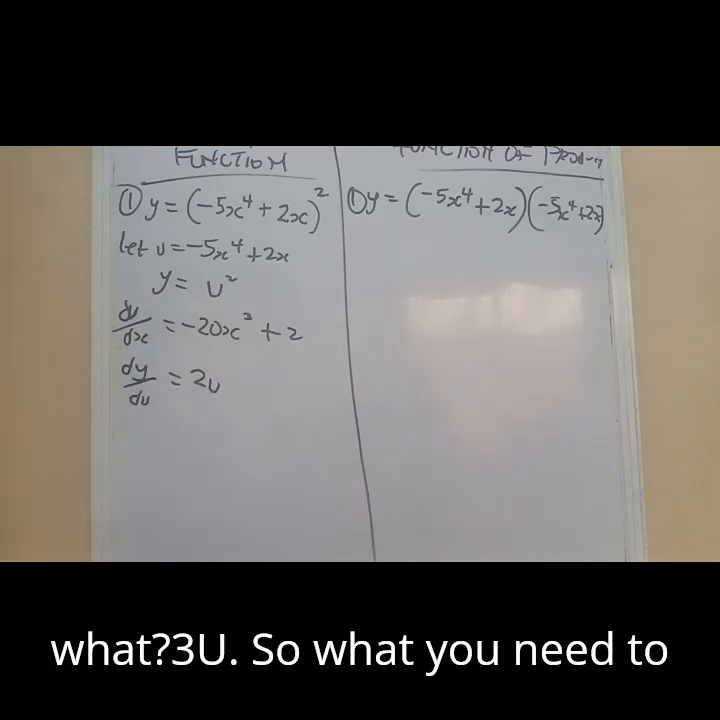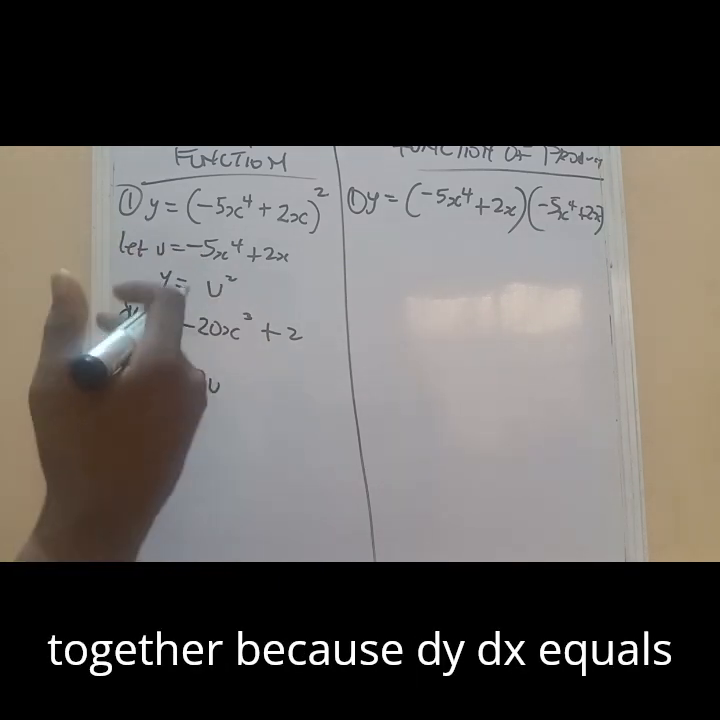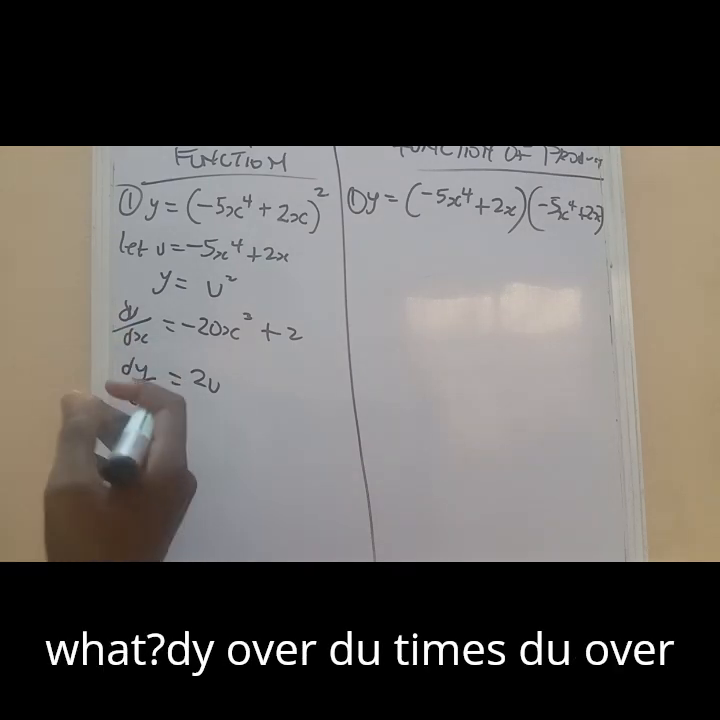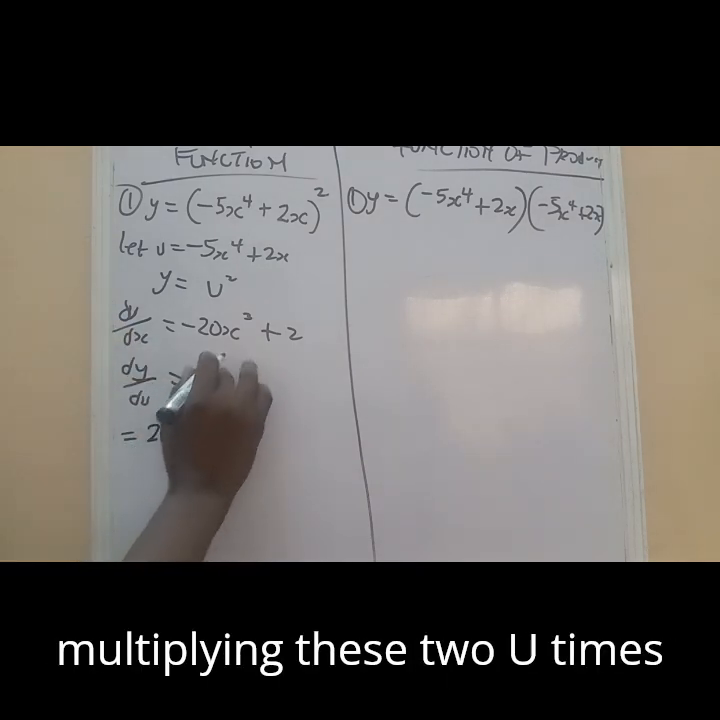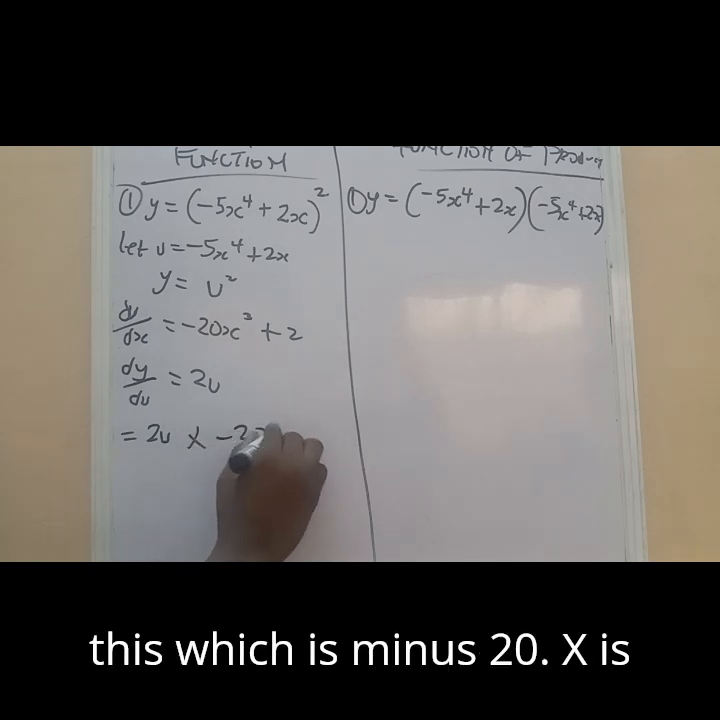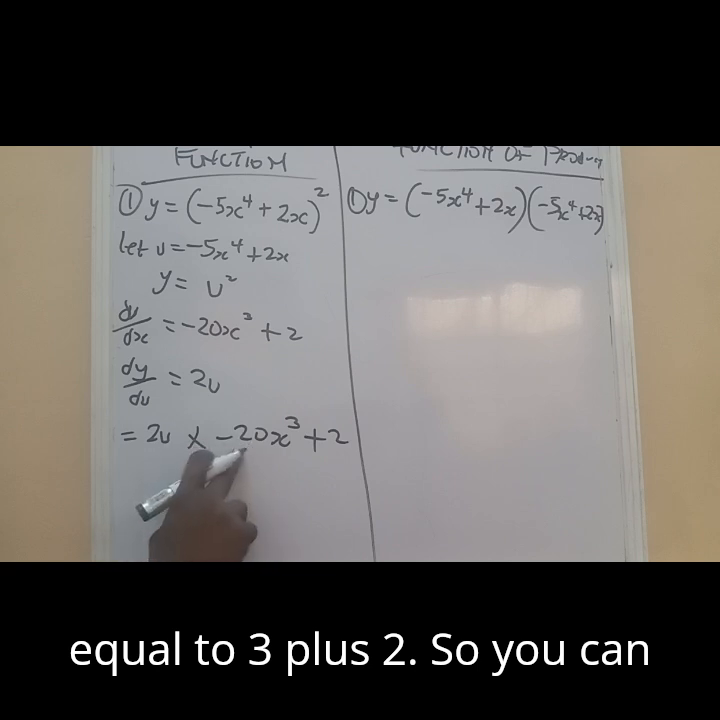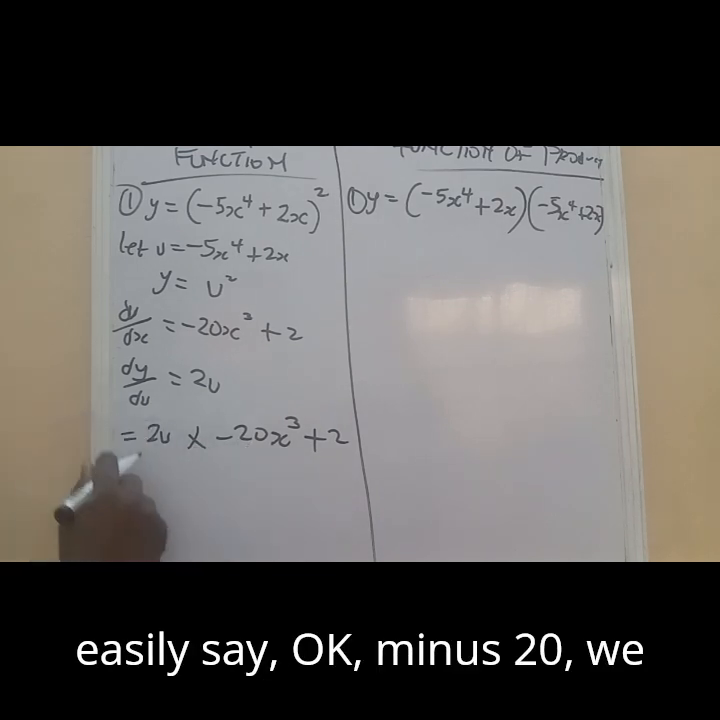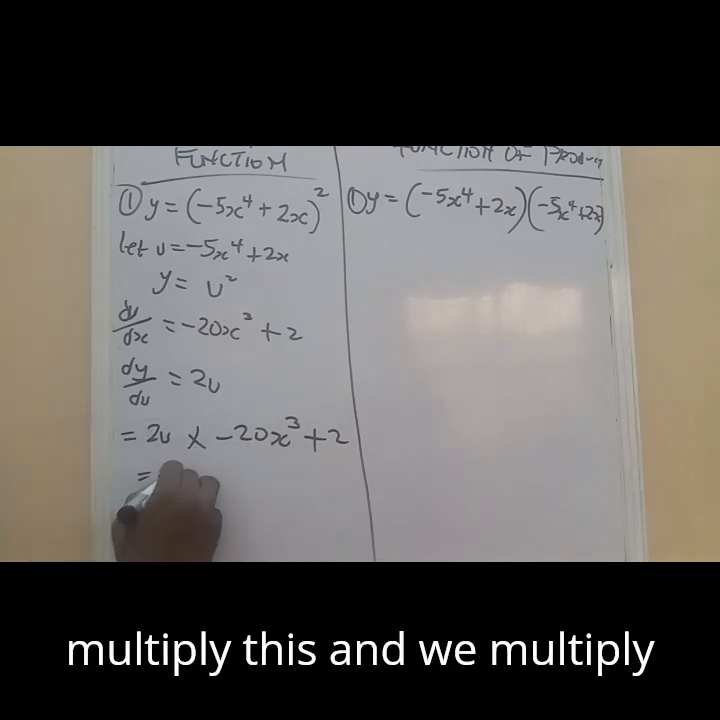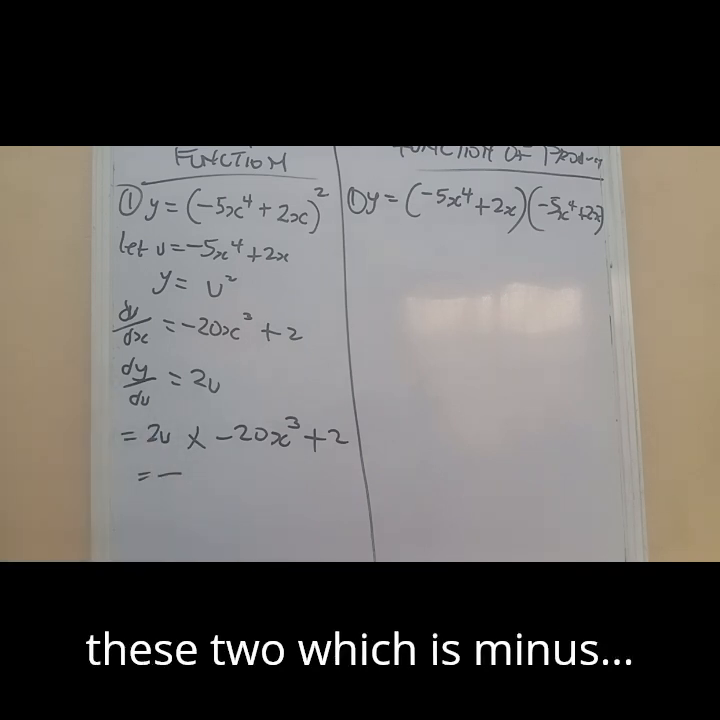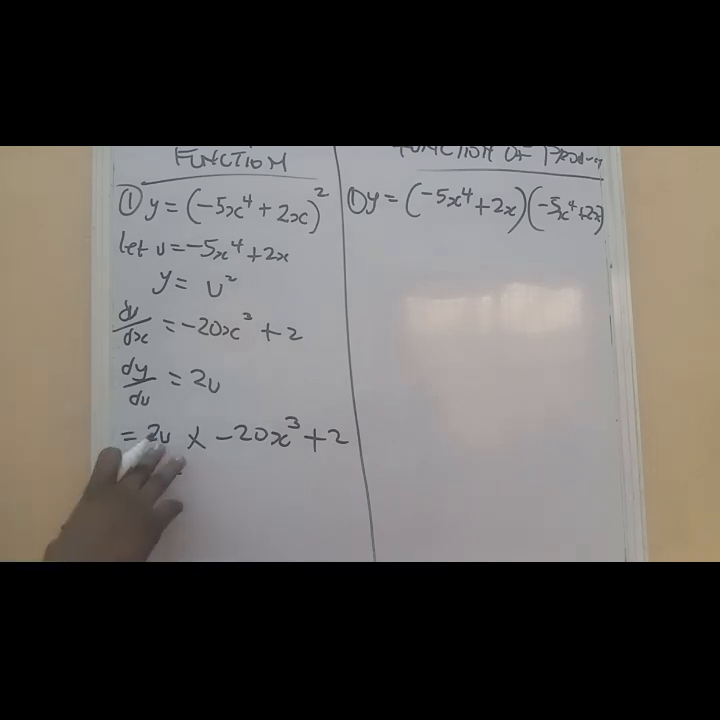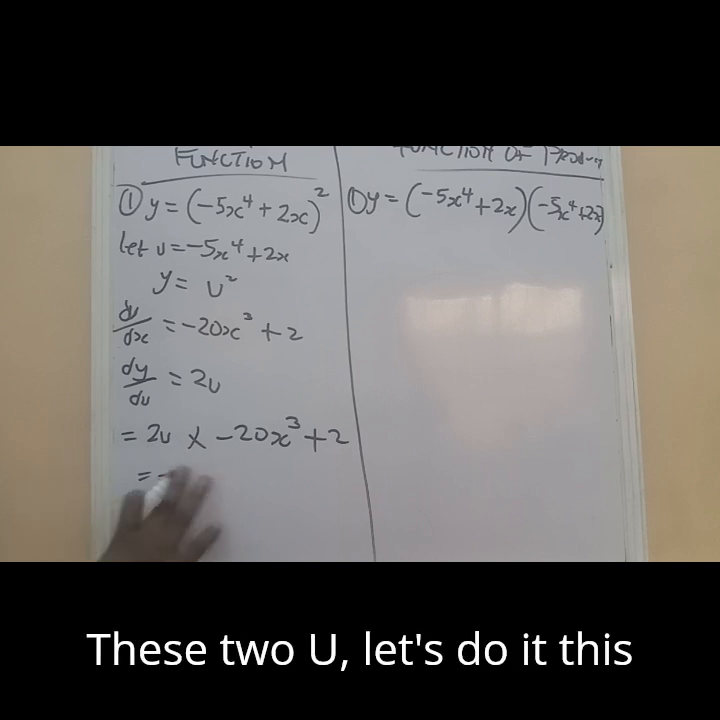So what you need to do is multiply these two together, because dy/dx equals dy/du times du/dx. So you're just multiplying 2u times this, which is minus 20x^3 plus 2. You can easily say, okay, minus 20, we multiply this 2, or let's do it this way.